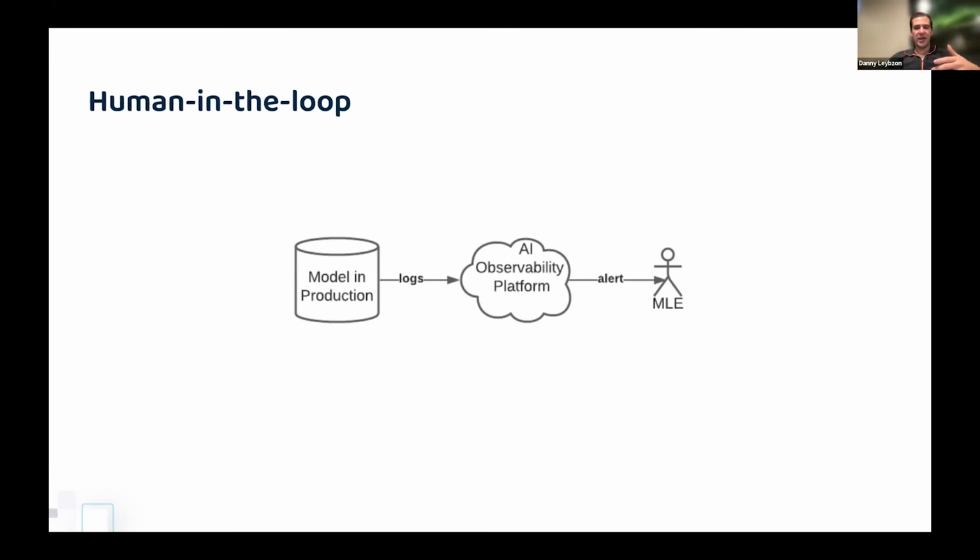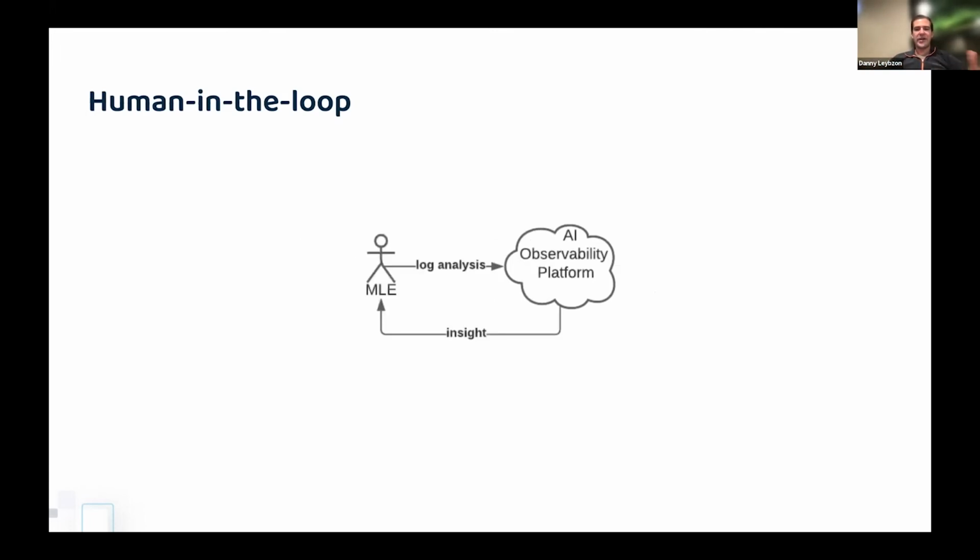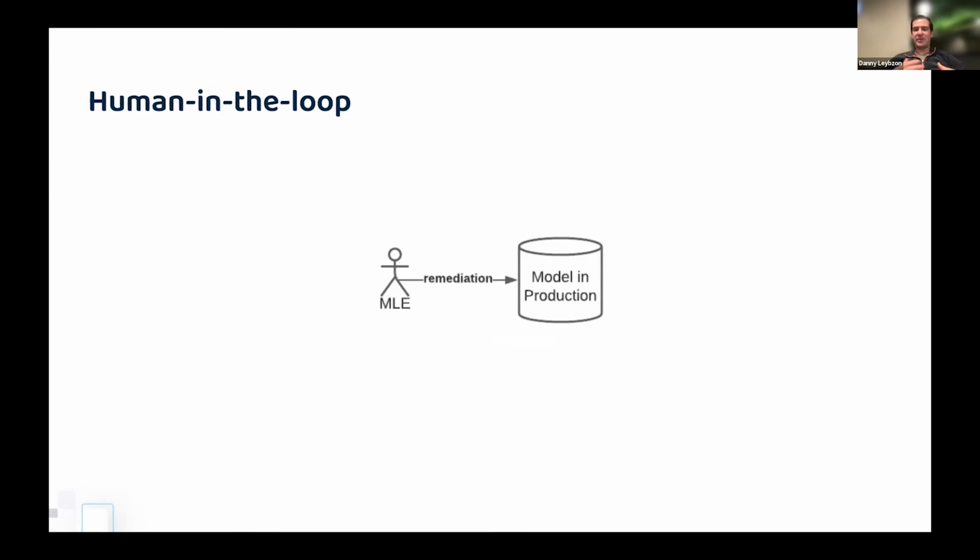Now, this machine learning engineer, upon getting this alert, can go back to this AI observability platform and do some kind of analysis on these logs, right? And start to understand what happened in order to be able to really debug the system and to remediate whatever has gone wrong. And by doing this kind of analysis, they get some kind of insight, which allows them to act on the machine learning system. And this action is some kind of remediation.